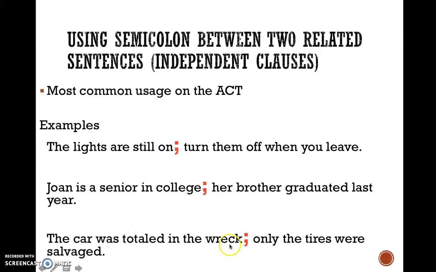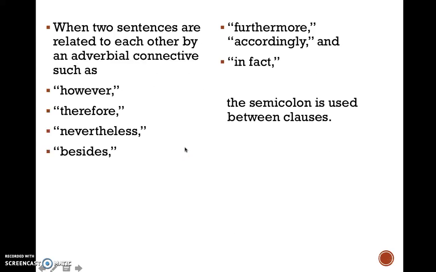The car was totaled in the wreck; only the tires were salvaged. Independent clause and independent clause, right? Now, they have to be related sentences. You can't just say, the lights are still on; my mom is tall. They're not related, so they have to be related to one another. Notice that really what happens is we identify a sentence boundary right here, and we correct that mistake by using a semicolon.